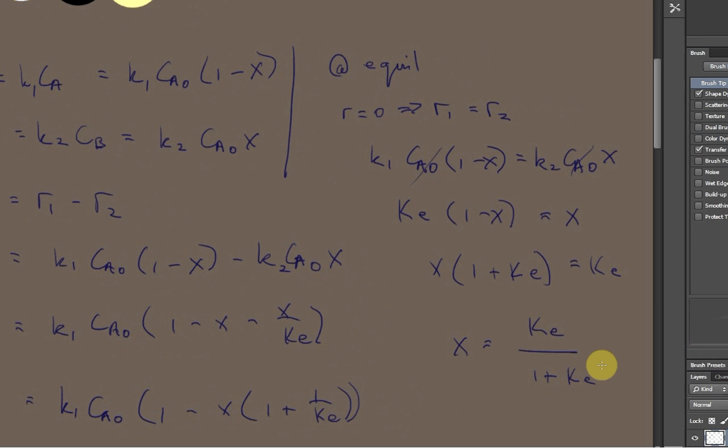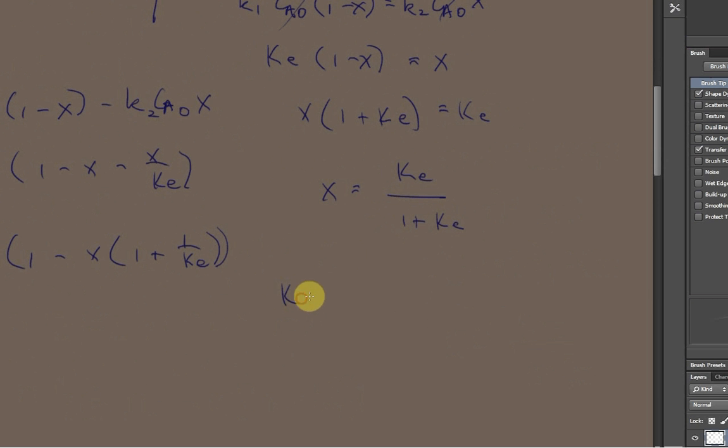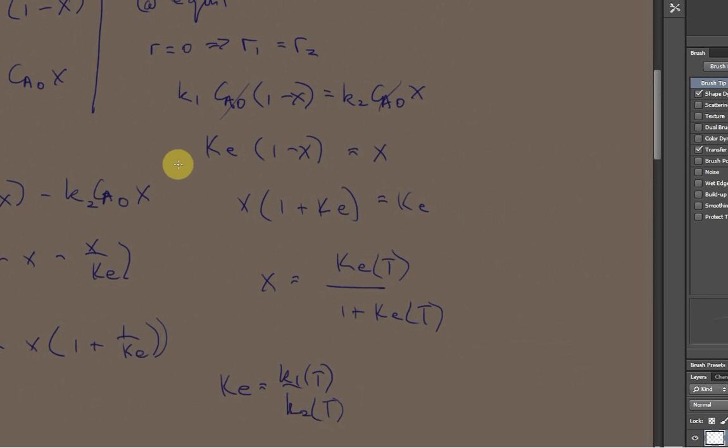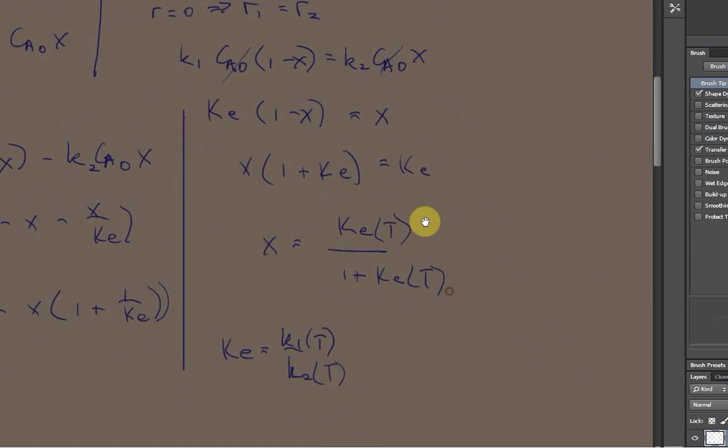And of course, Ke is a known function in temperature, because Ke we define to be K1 over K2, and both these are known functions in temperature. So we have the Arrhenius relationships for K1 and K2 in each case. So we can say X is a known function of temperature then. And of course, this relationship comes from the assumption of equilibrium. So at equilibrium, there is a specific relationship between temperature and conversion, which is this one.